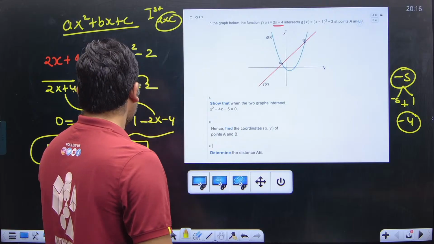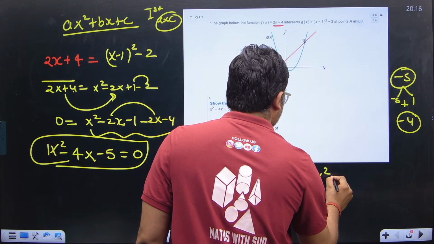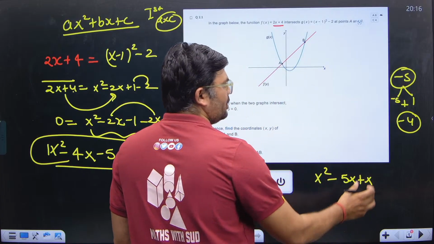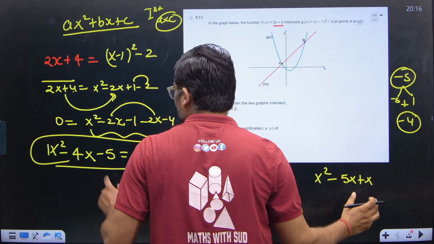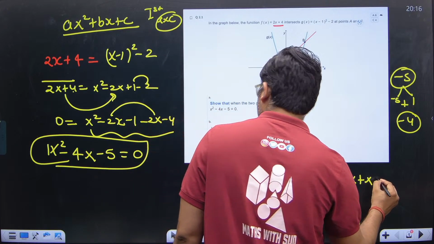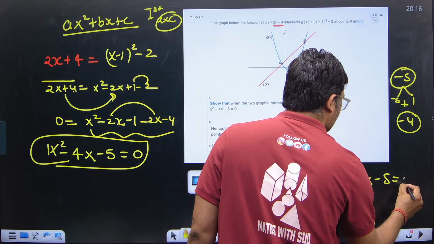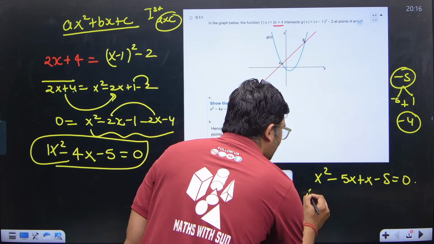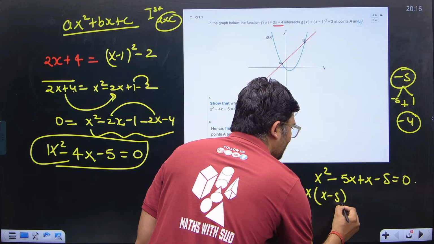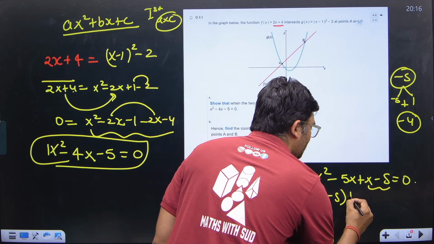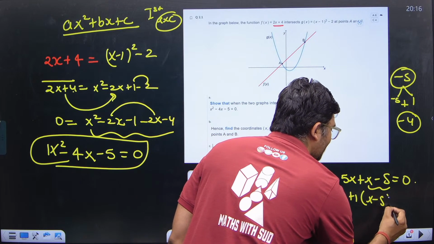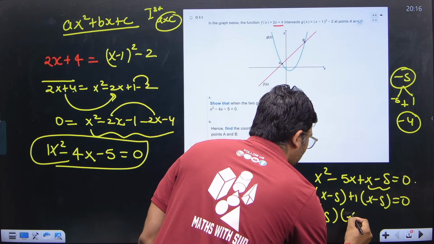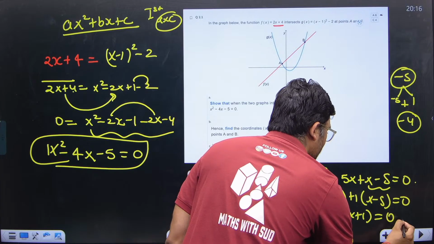So what will you write? You will write this as x square minus 5x plus x. See, minus 5 and 1. You split minus 4 into minus 5x and plus x, minus 5 is equal to 0. Now you will take x common from there. You will get x minus 5. Again from these two you will get plus 1 common. You will write x minus 5 is equal to 0. So you will write x minus 5 into x plus 1 is equal to 0.